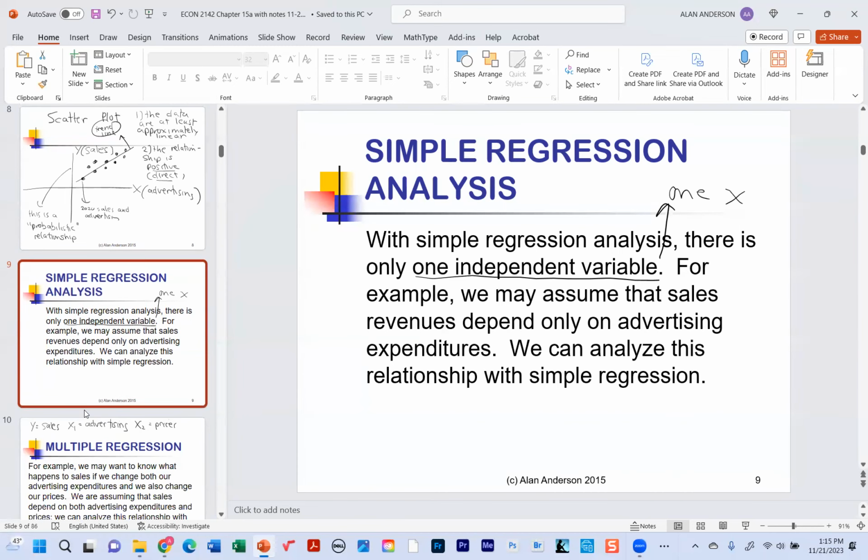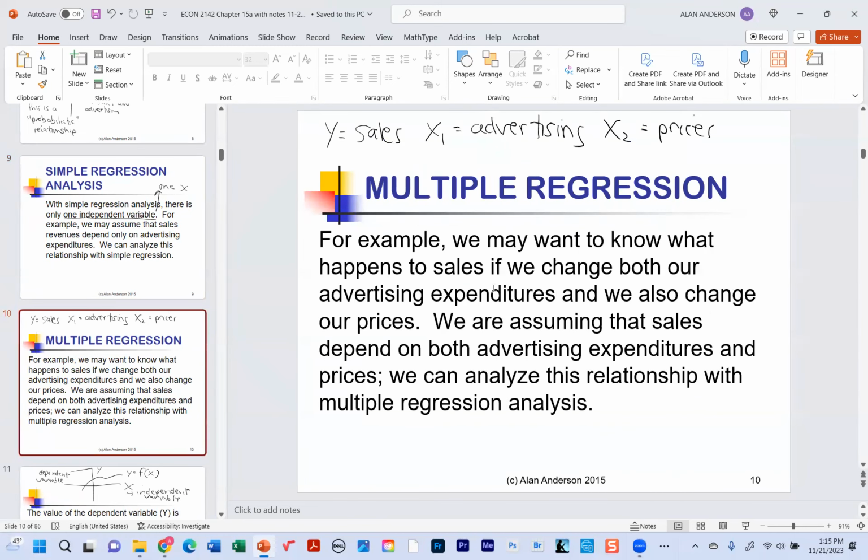On the other hand, if we think that maybe our sales depend on not just advertising, but the prices that we charge, that's a different matter altogether. Because now all of a sudden, we have two independent variables. You can see them on the top. Sales are now assumed to depend on X1, which is advertising, and X2, which is prices. That type of model would require multiple regression for us to implement it and then analyze it.